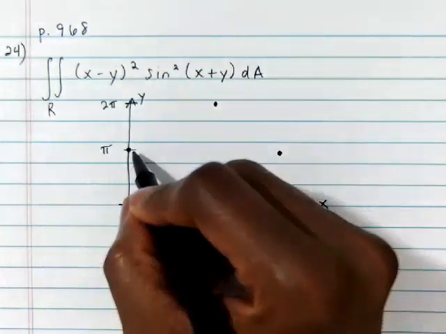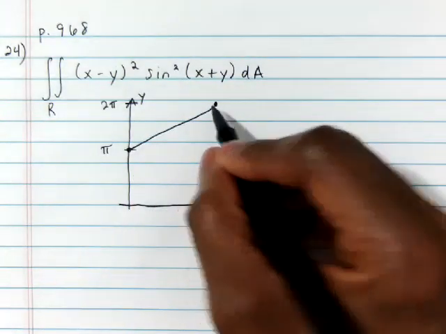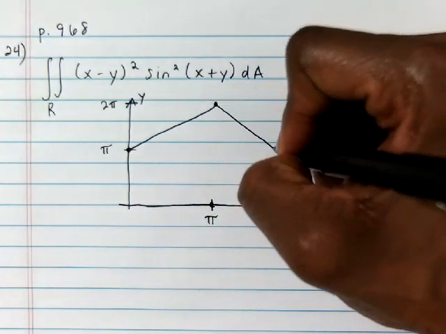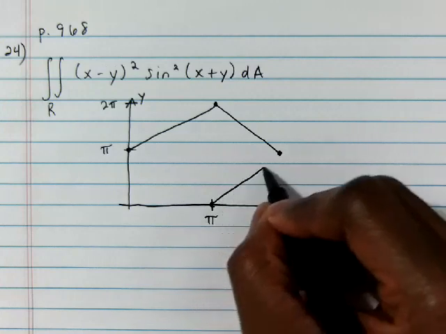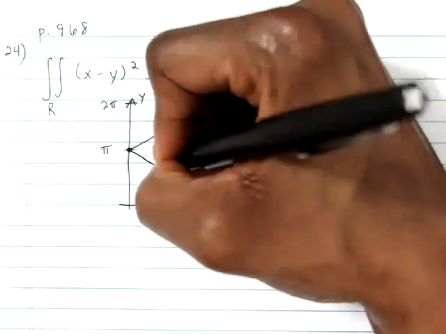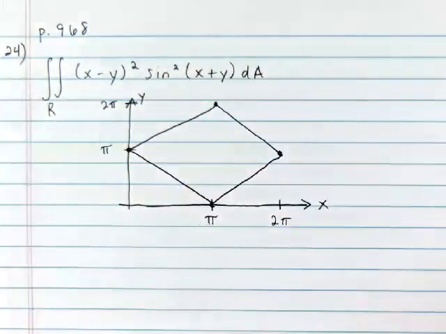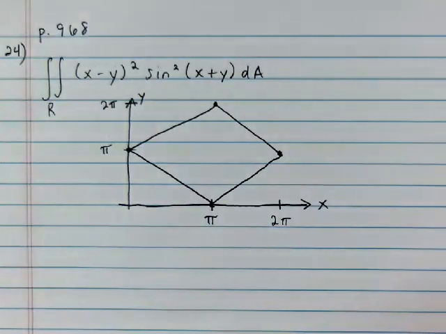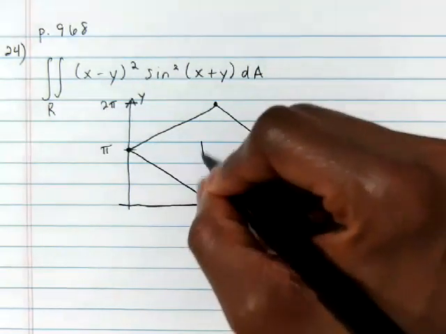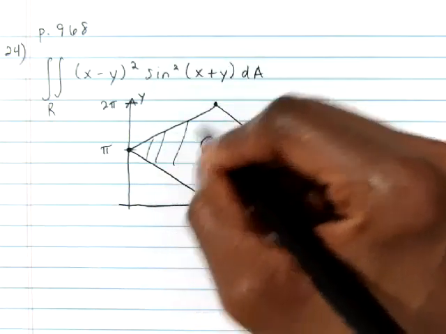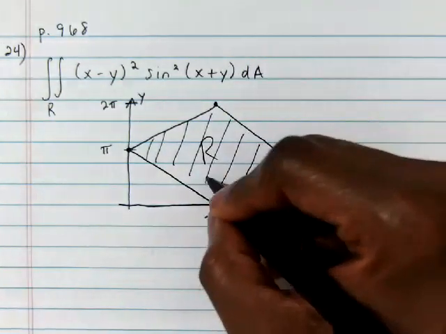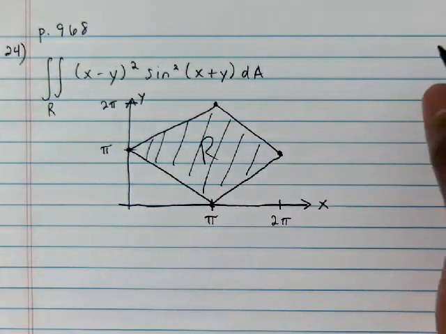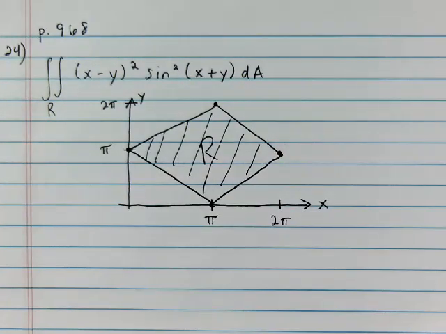Alright, so this is the parallelogram formed by those points. My scale is off terribly, but that's okay. This is the region R. The first step in the procedure on page 963 in your book was to define a transformation from R into the UV plane.